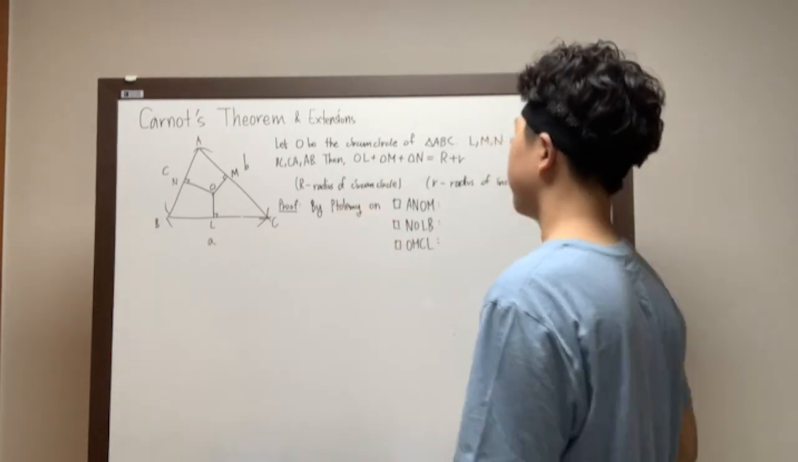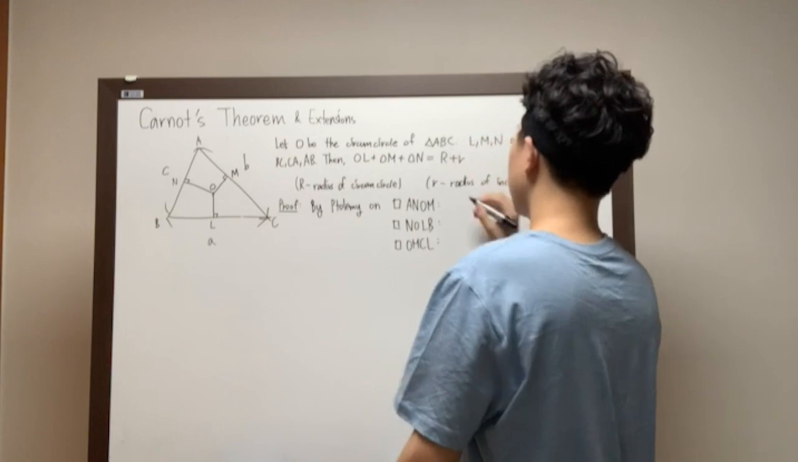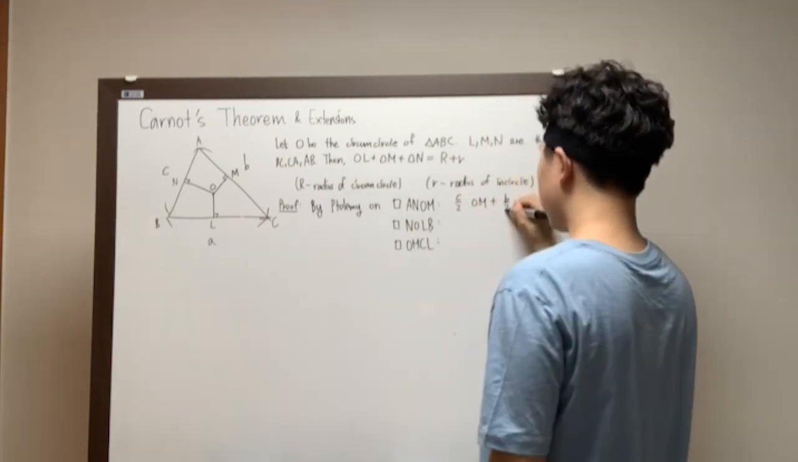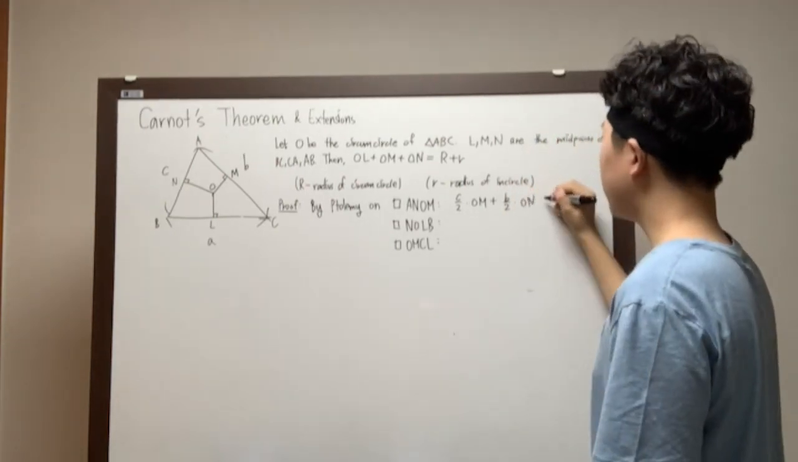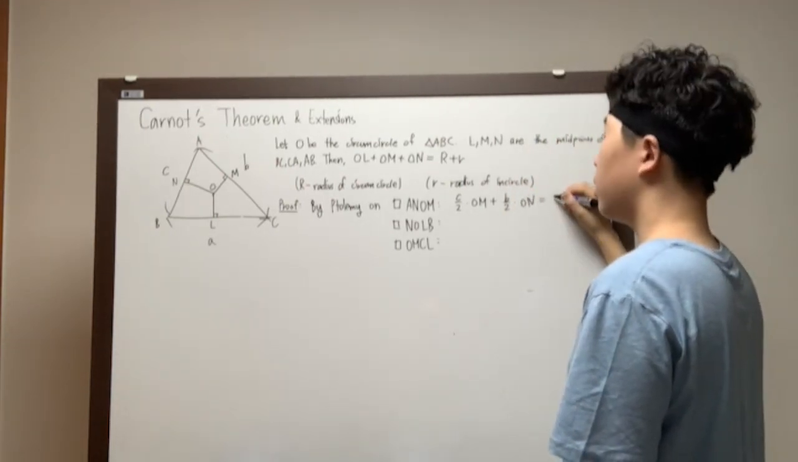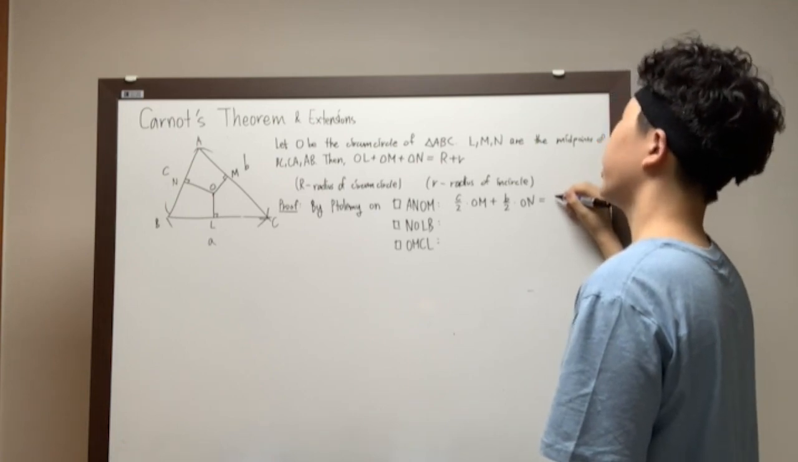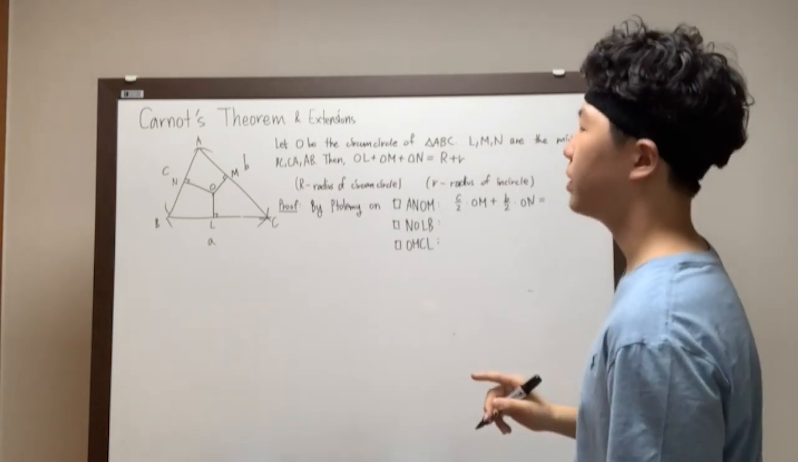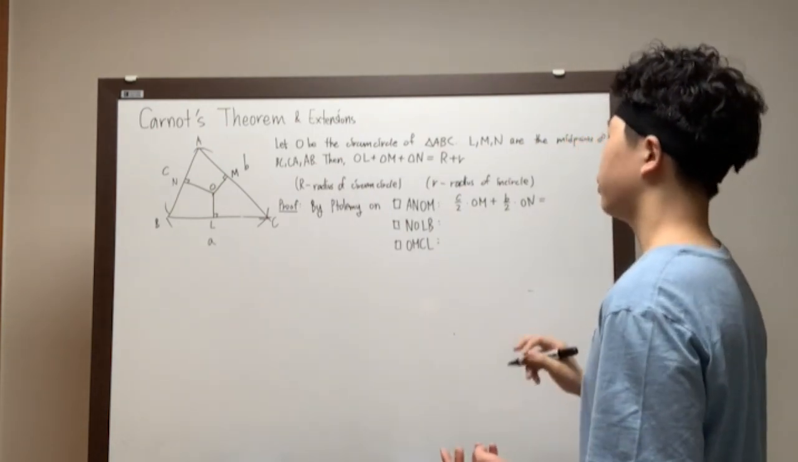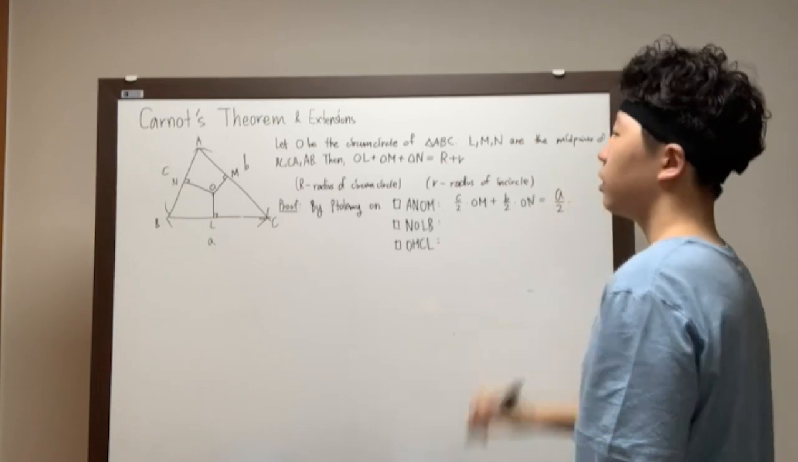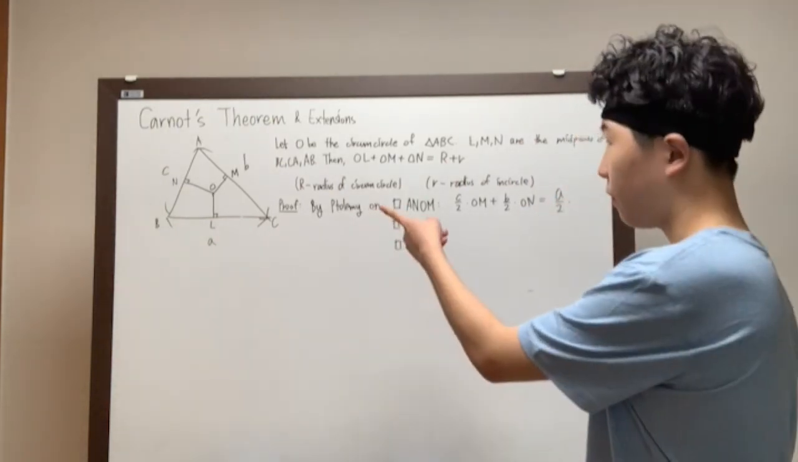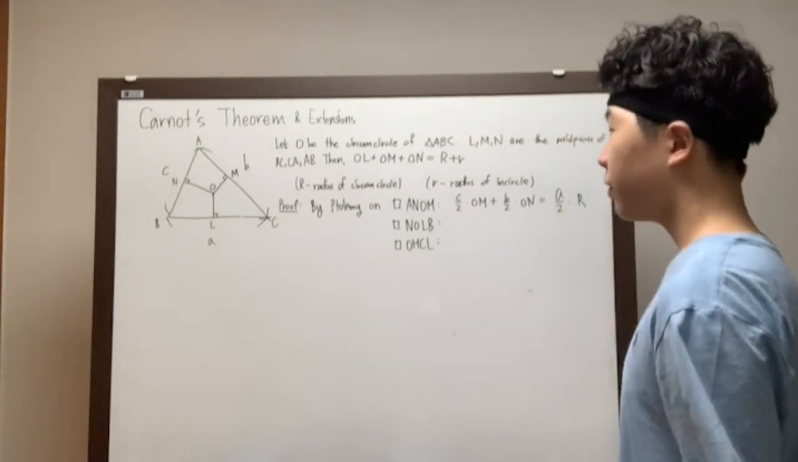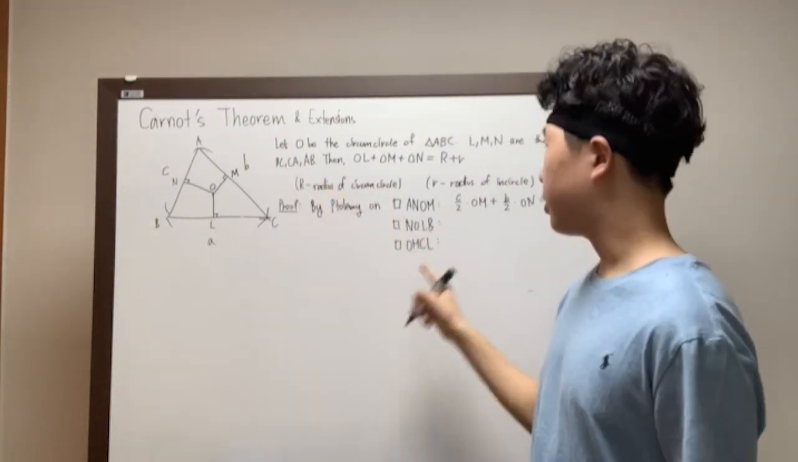Let's use Ptolemy's theorem. ANOM: c over 2 times OM plus b over 2 times ON is equal to AO times NM, right? But we have to note that NM is half of the length of BC. So NM is just a over 2. And AO is just the radius of the circumcircle, so we could just write R. Let me just do the same for the rest.